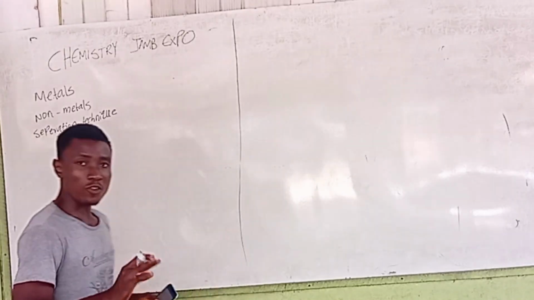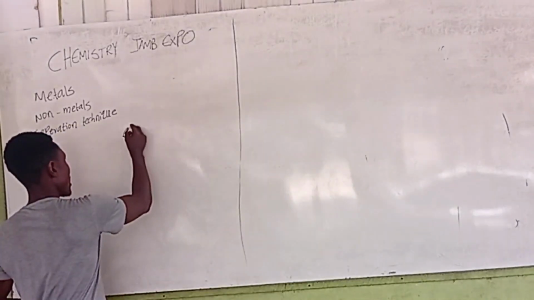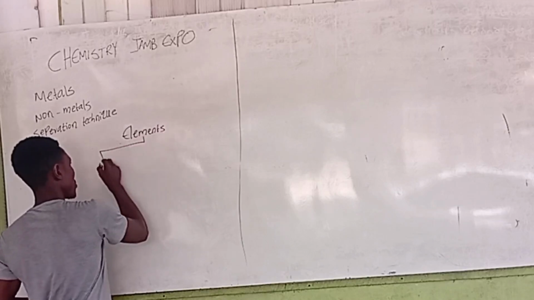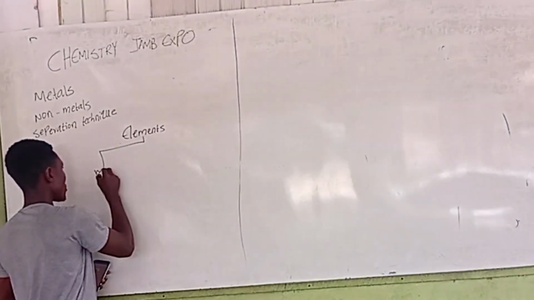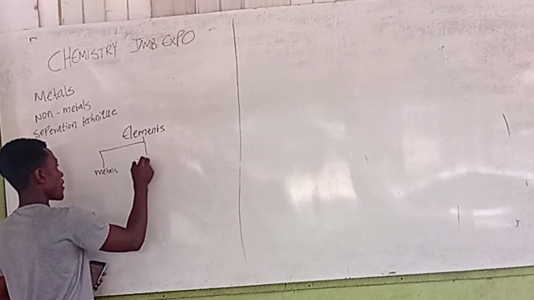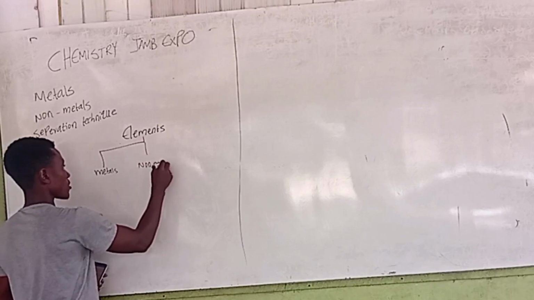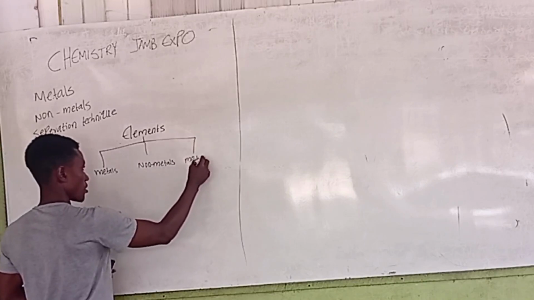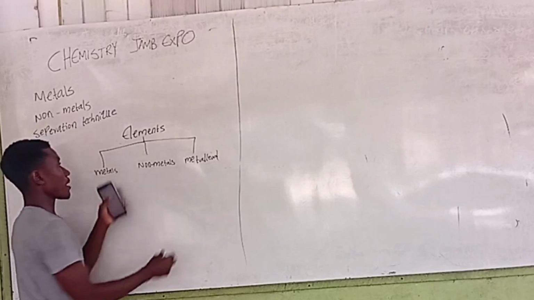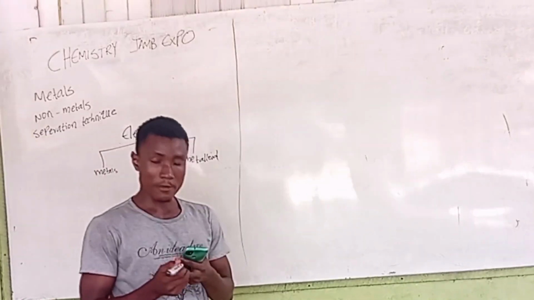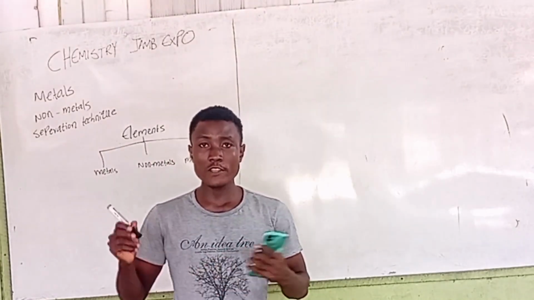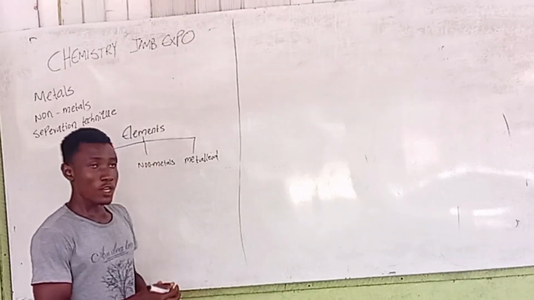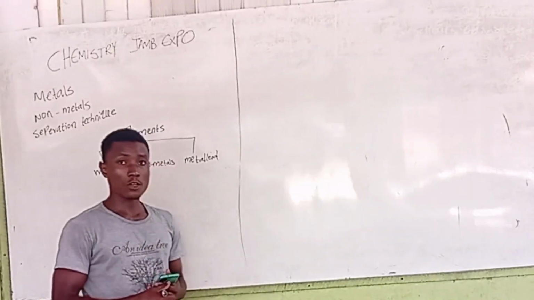In chemistry, we have what is known as elements, and we have our classification. The first one is the metals. We have the non-metals, and we have the metalloids. But for the purpose of this video and the topic that is requested, we are not going to focus on the metalloids. We are just focusing on metals and non-metals.